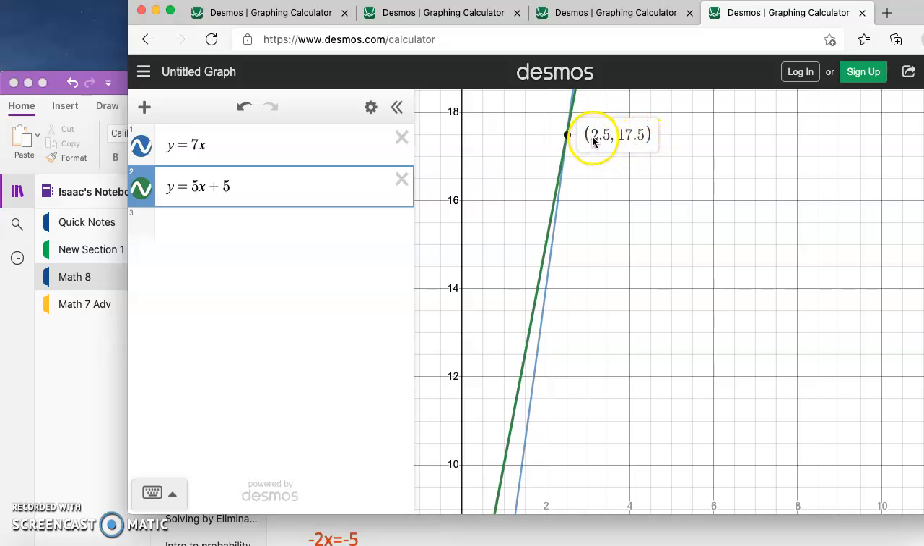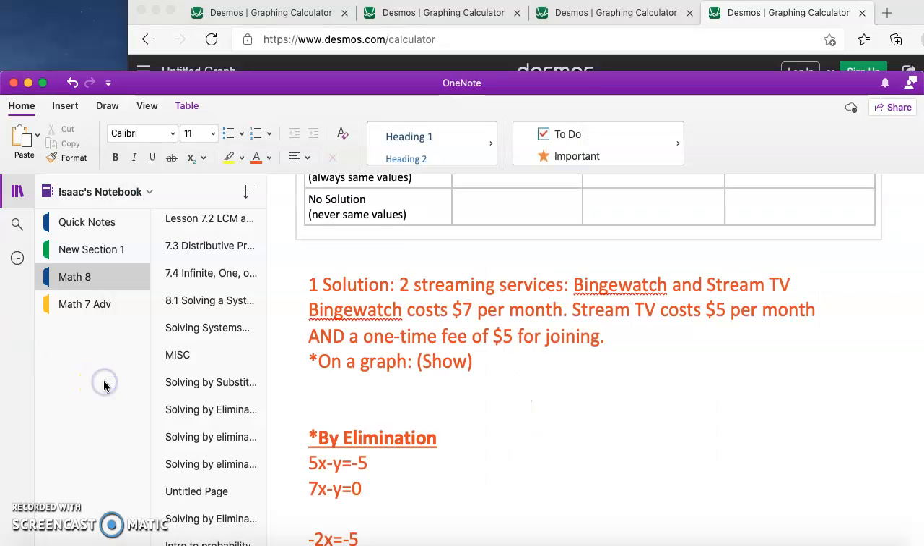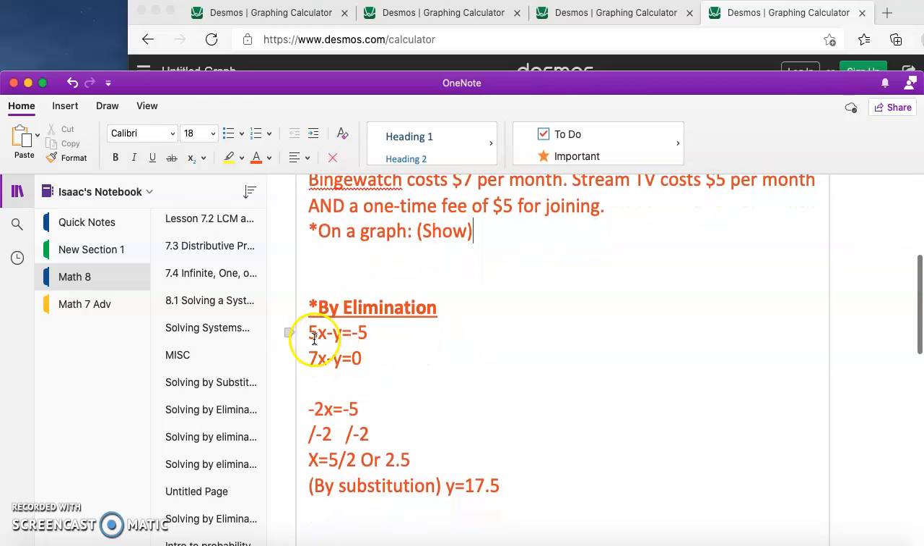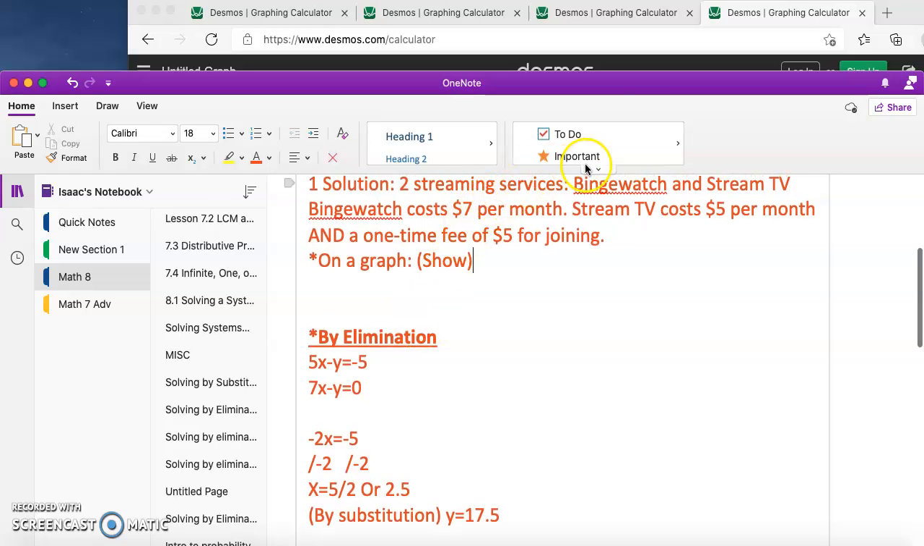That means at the end of 2.5 weeks, you'd have to pay $17.50 just for being a member of either one. They'd cost the same amount in 2.5 weeks. Now, if we used elimination to solve that problem, we'd have to put it into standard form and say for Stream TV, 5x minus y equals -5. And for Binge Watch, where they just charge $7 a month, it's 7x minus y equals 0.